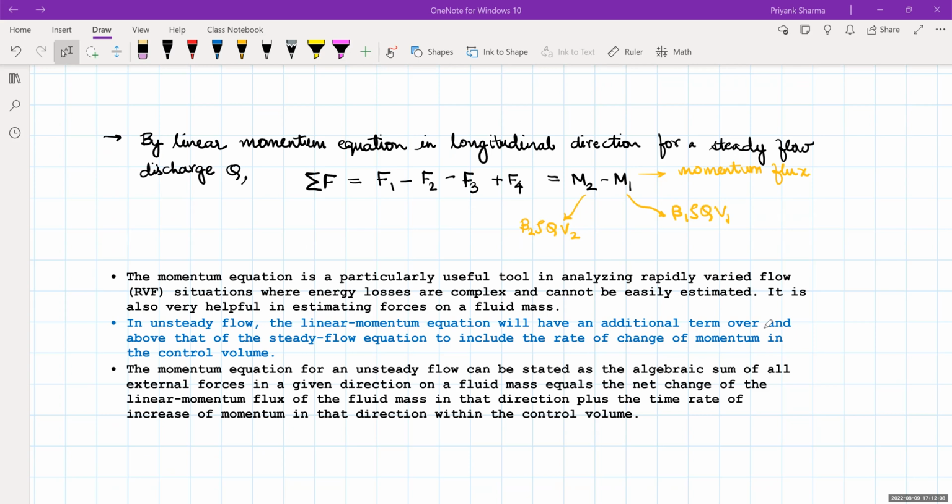So the momentum equation for unsteady flow states that the algebraic sum of all external forces in the given direction on a fluid mass equals the net change of linear momentum flux of the fluid mass in that direction plus the time rate of increase of momentum in that direction within the control volume. So the rate of change of momentum is a very essential component when you are dealing with unsteady flows.